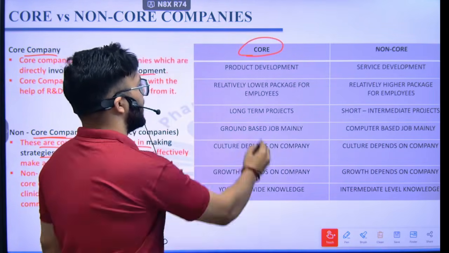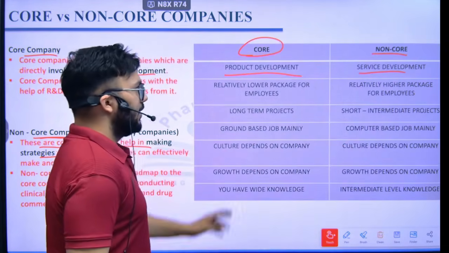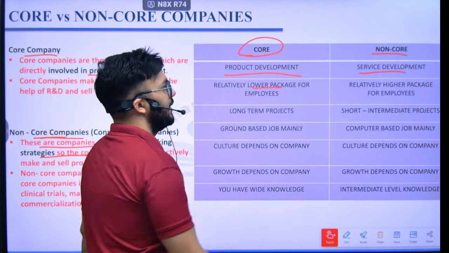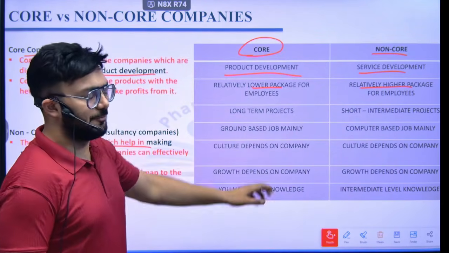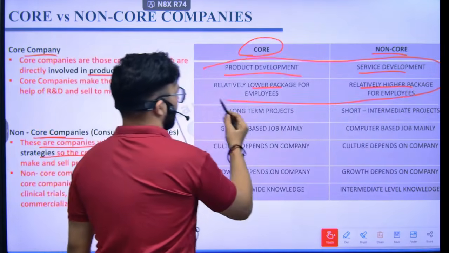So core companies are involved in product development, non-core in service development. In core companies, the packages are comparatively lower. In non-core, higher packages are there, and you can read other differences as well, because these two are the most important ones as per our relevance.